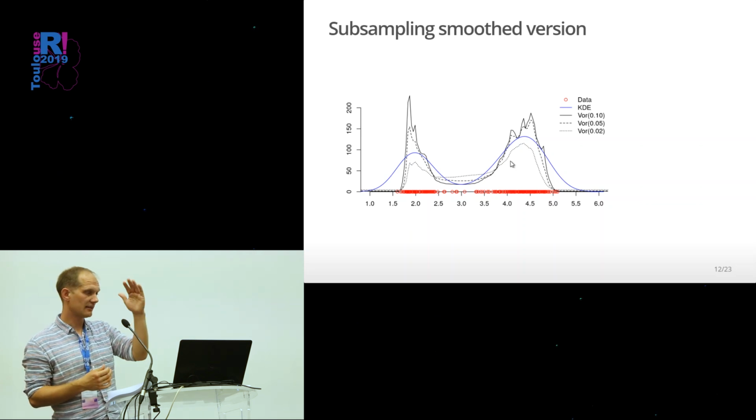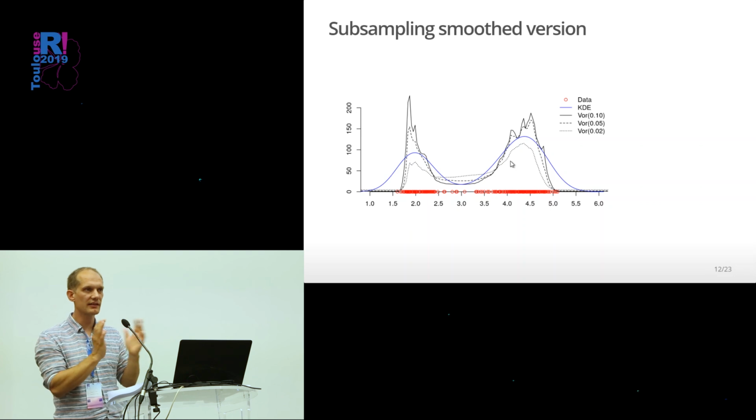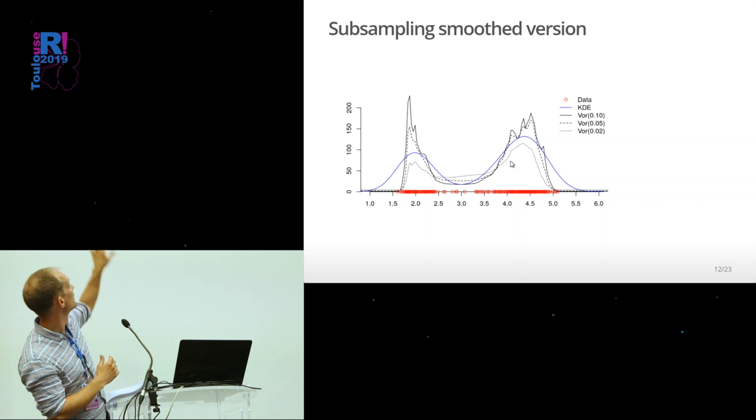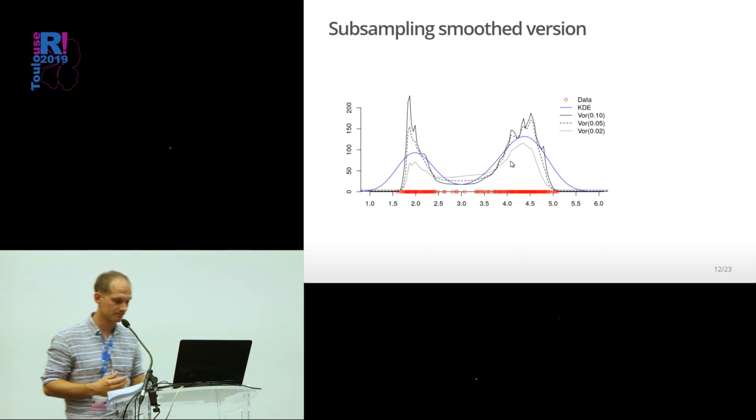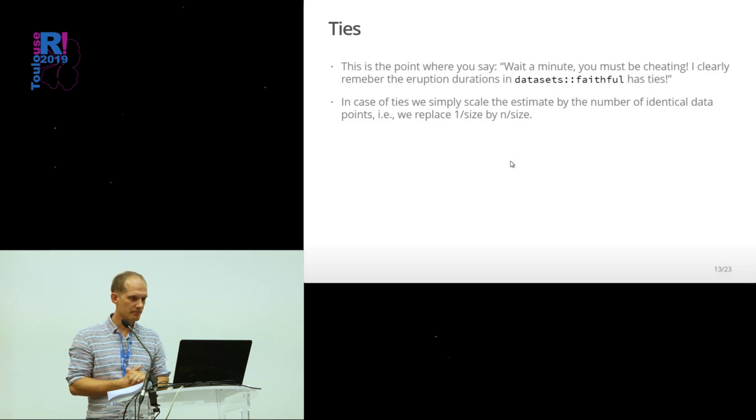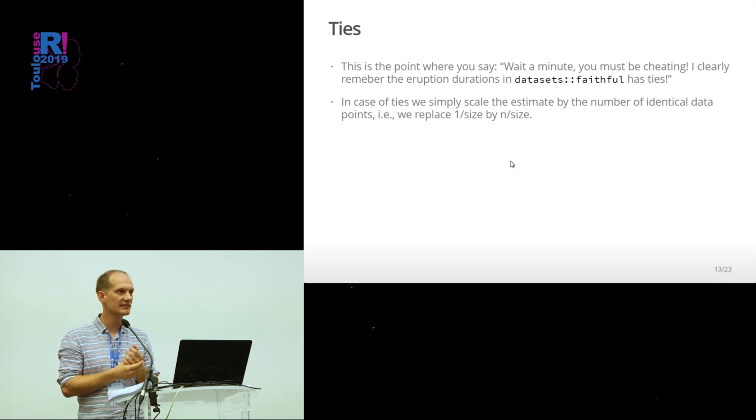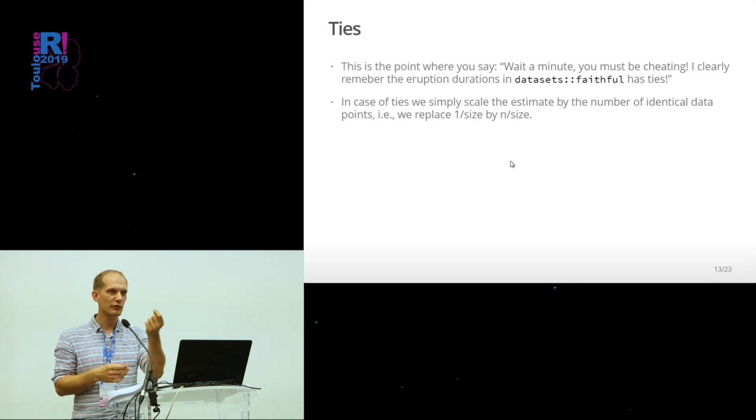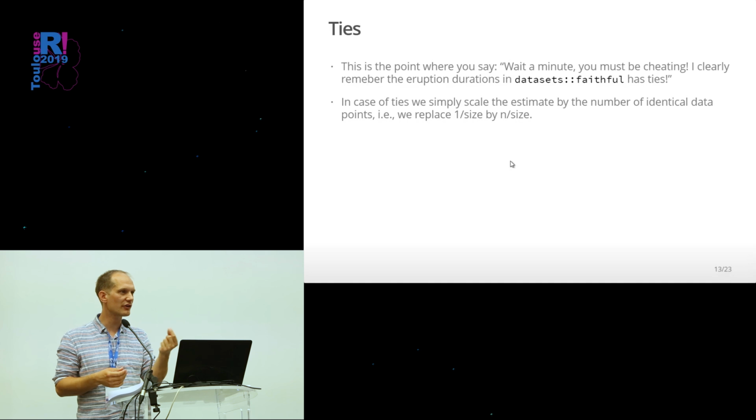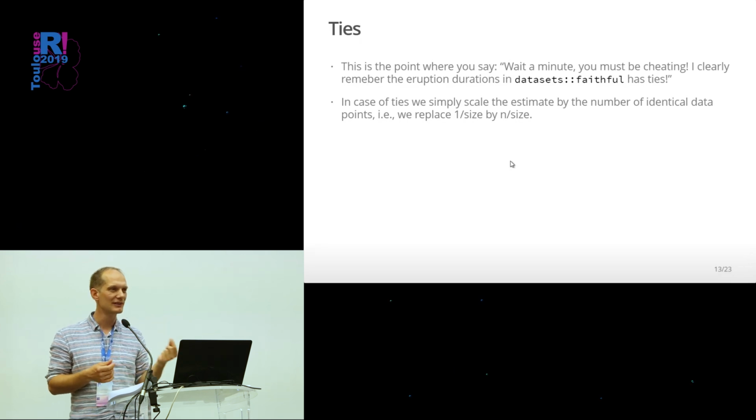It's better at detecting asymmetric things in the distribution that you don't really notice with the kernels. And then there's this thing about, what about ties? If you have two points on top of each other, then you have a cell of size zero. So what do you do?